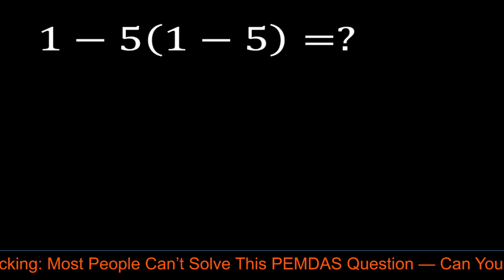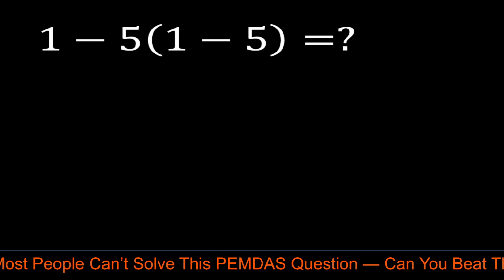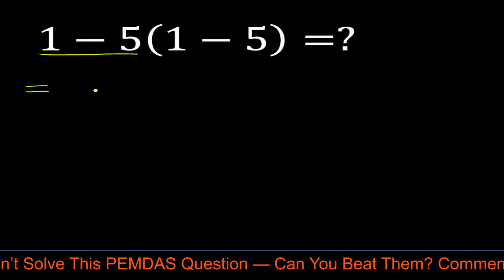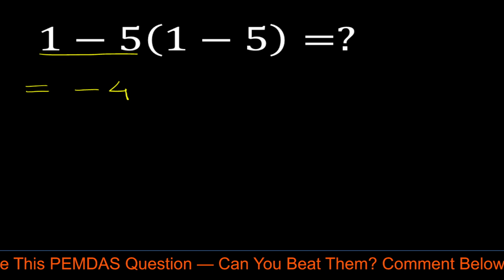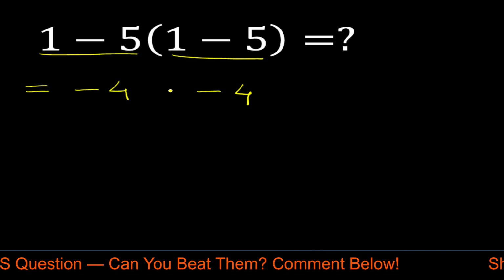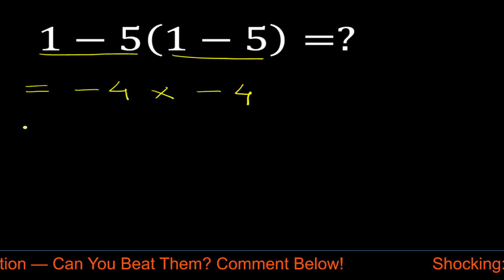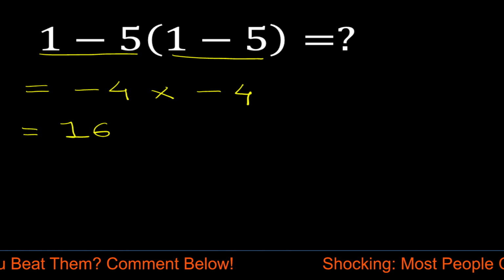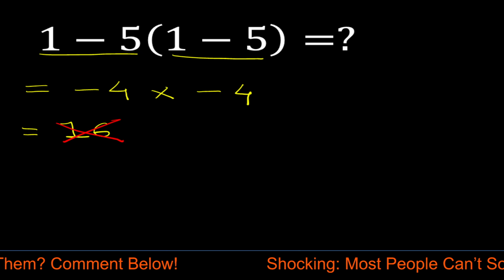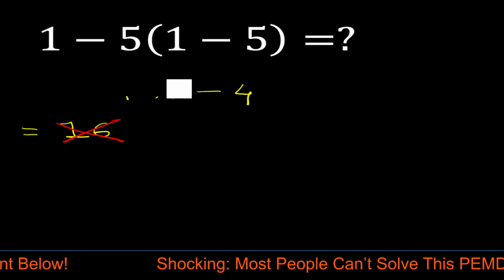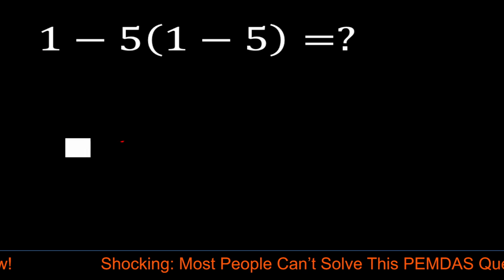So most people solve this question like 1 minus 5 is equal to minus 4, right? Then again 1 minus 5 is equal to also minus 4. Now minus 4 times minus 4 is equal to 16. But this answer is not correct. So now let's solve this problem correctly by using a PEMDAS rule, right?